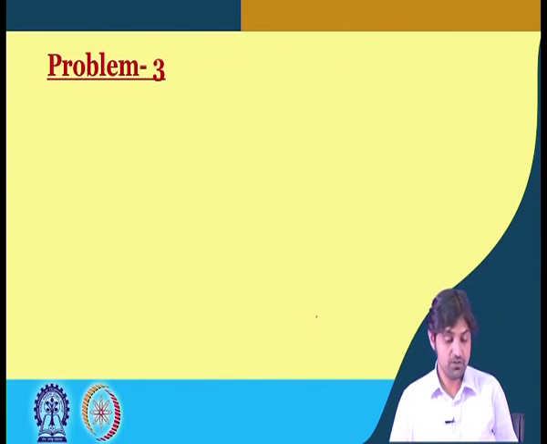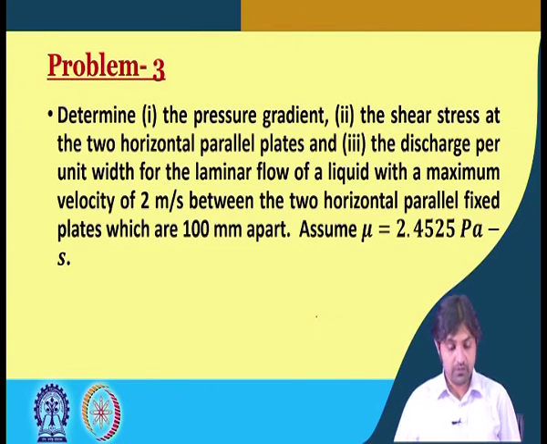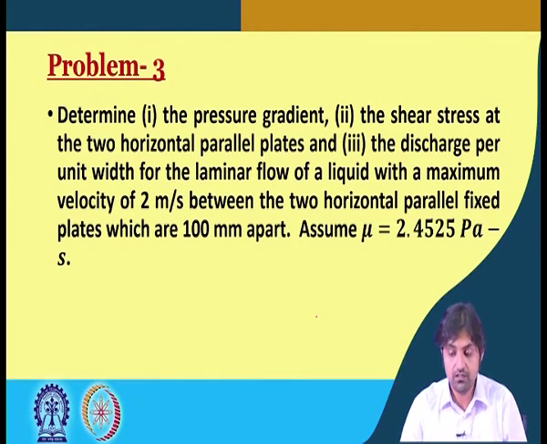Now we will solve one problem from this. The question is, determine the pressure gradient, the shear stress at the two horizontal parallel plates, and the discharge per unit width of the laminar flow of a liquid with maximum velocity of 2 meters per second between the two horizontal parallel fixed plates which are 100 millimeters apart. We assume that mu is equal to 2.4525 pascal second.